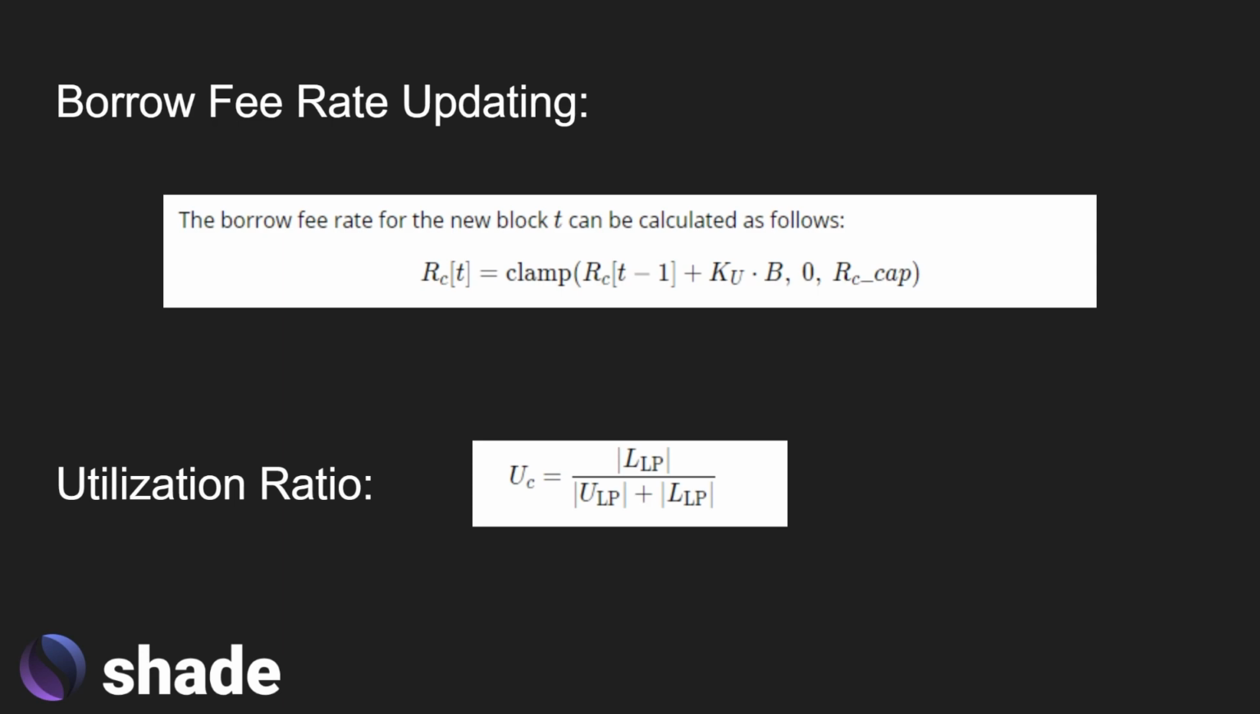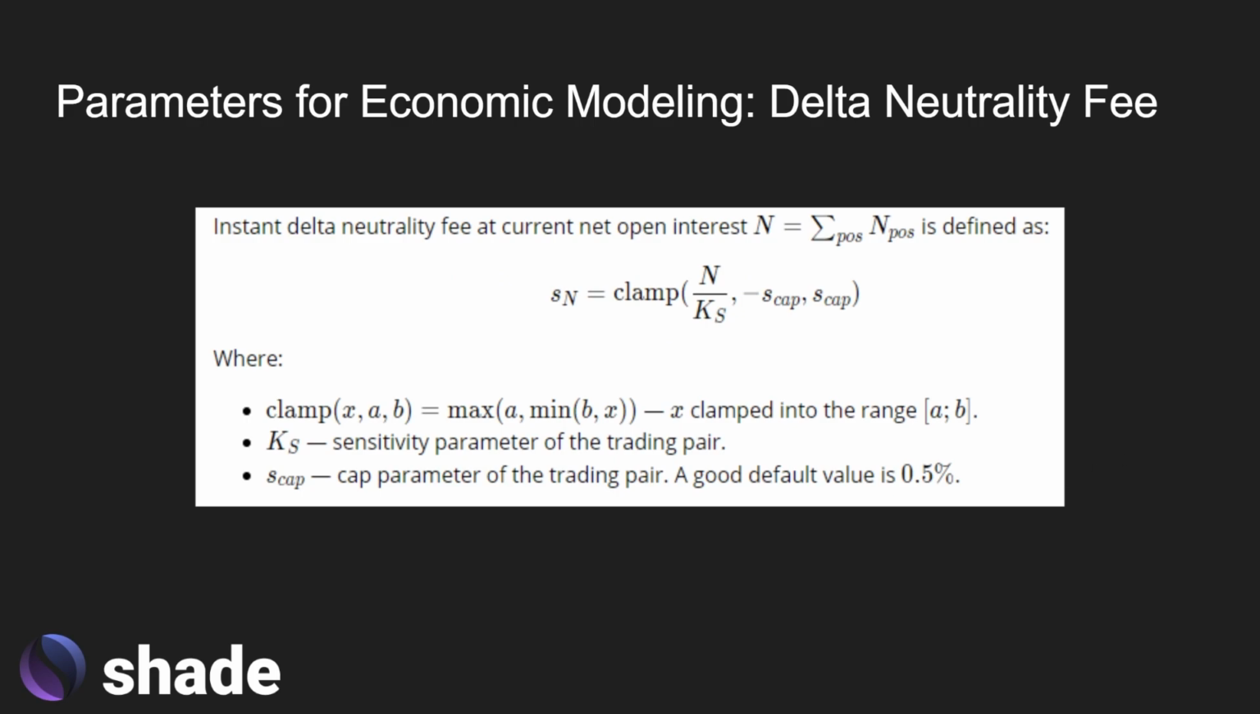So now we'll talk about the last fee that we want to model. And the last fee we want to model is the delta neutrality fee. This fee is assessed to encourage the movement of the protocol towards a more balanced or delta neutral position overall.